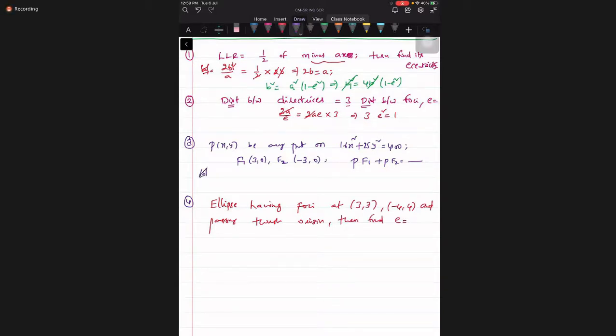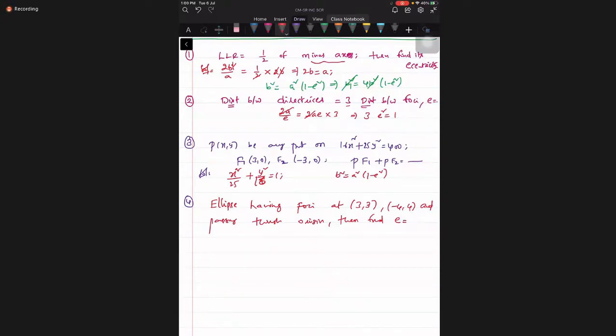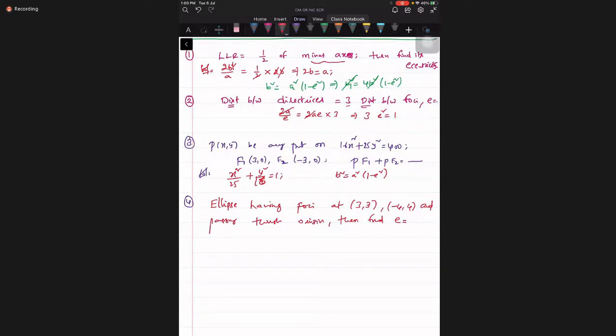First of all, we have to divide by 400. Then x square by 25 plus y square by 16 equals 1. Okay, let us find the eccentricity. We know PF1 plus PF2 is 2a, no, sir. What is that F1? Focus.